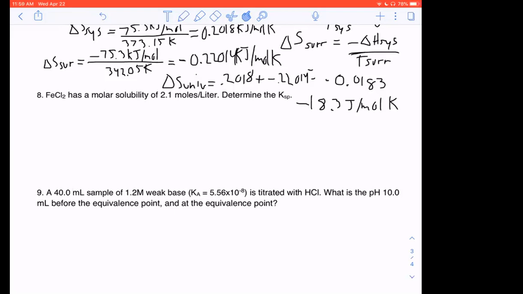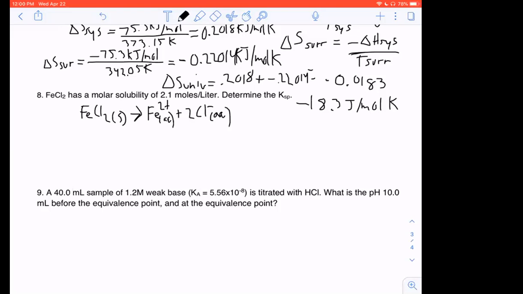Okay, cool. So yeah, every answer submitted was correct. Basically, all you have to think of for this is remember KSP is the equilibrium constant that goes with the reaction of this breaking up in solution. So the reaction there is going to be FeCl2, which is a solid. It's going to break up into Fe2+, which is aqueous, and 2Cl-, which is also aqueous.